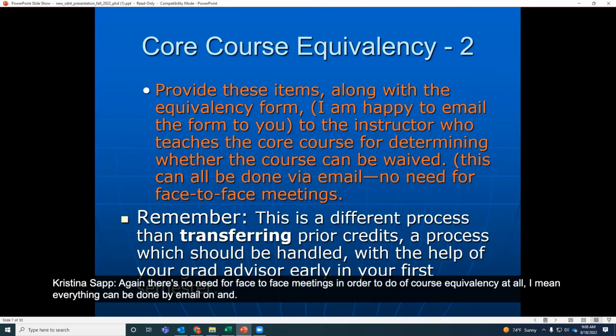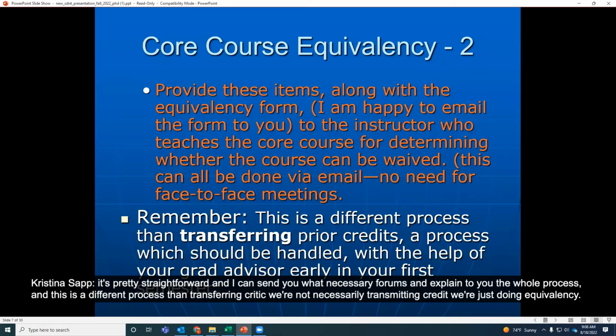Again, there's no need for face-to-face meetings in order to do a course equivalency at all. Everything can be done by email, and it's pretty straightforward. I can send you the necessary forms and explain the whole process. This is a different process than transferring credit. We're not necessarily transferring credit, we're just doing equivalency.